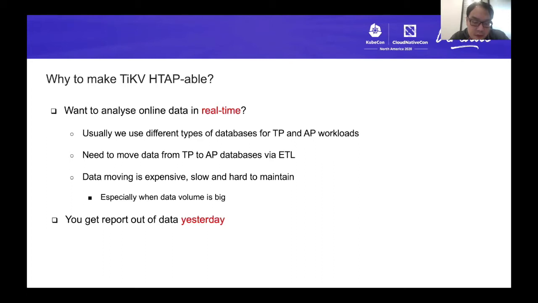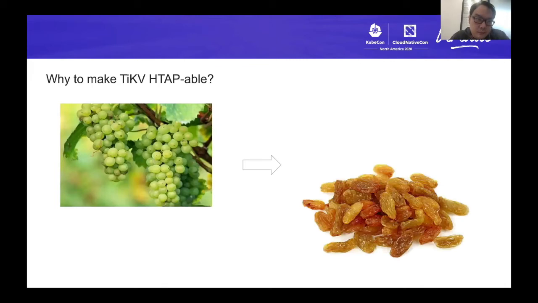So it's not only a question of complexity. That also means when you get a report, that report might be based on data from yesterday. You lost the data freshness. So that means if you want to read fresh data, or you want to eat a fresh fruit, the best way is to directly consume it from the source.